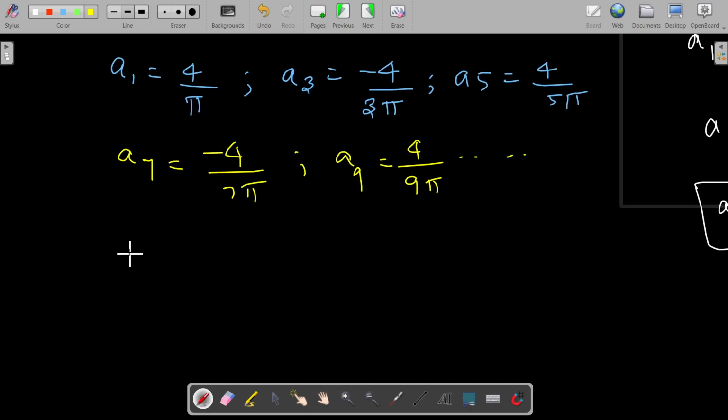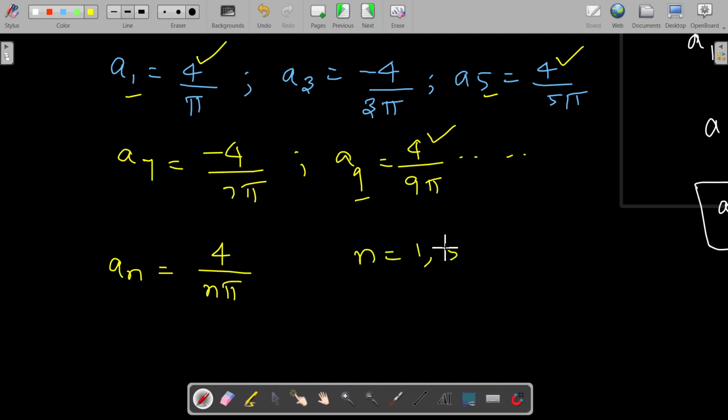So we can come to some common thing, right? Like an is equal to, here you see it's coming as 4 by pi, then again here also 4 by 5 pi. Here also it is coming as 4 by 9 pi. So it is for A1, then 5 and then 9. So the value is, in general you can write it as 4 by n pi, where this n is equal to 1 comma 5 comma 9, like that it goes on.